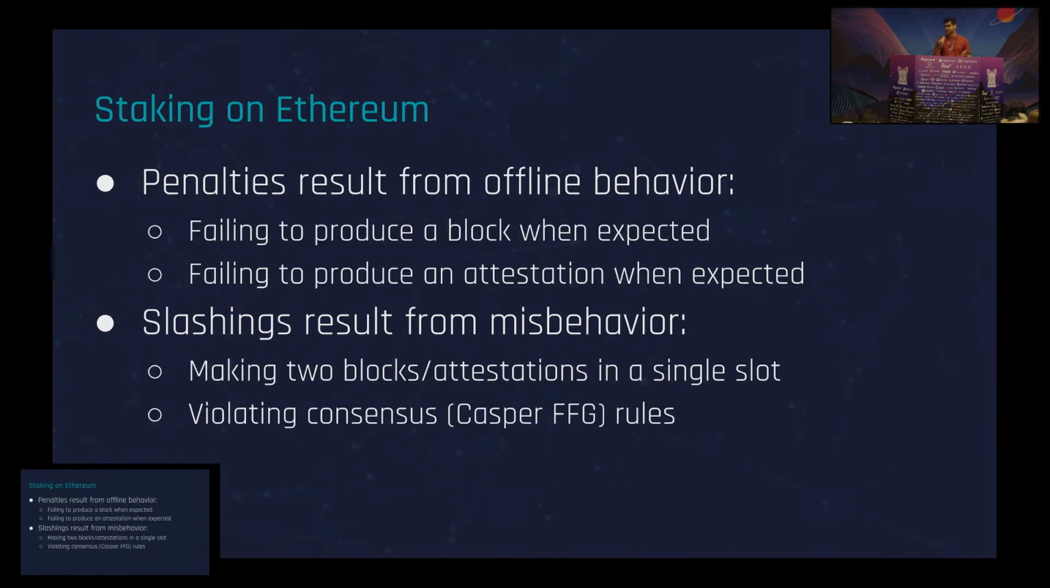So penalties are going to come from offline behavior. So for example, if you fail to produce a block when you were supposed to, or an attestation, then you will be given a small penalty. Slashings come from explicit misbehavior. So if you vote for 2 different chains at the same time, this is basically accountable bad behavior, and we have evidence of it because you made those votes, and we can use those to slash your stake.